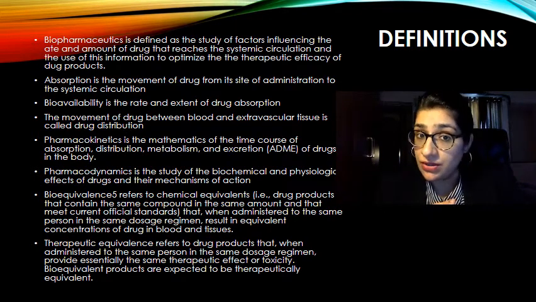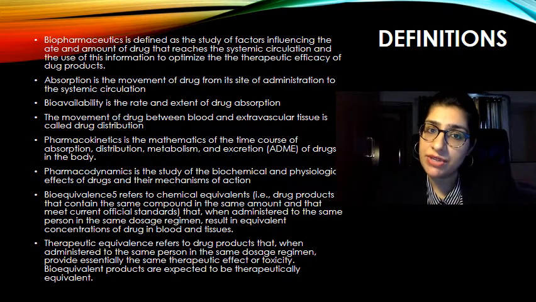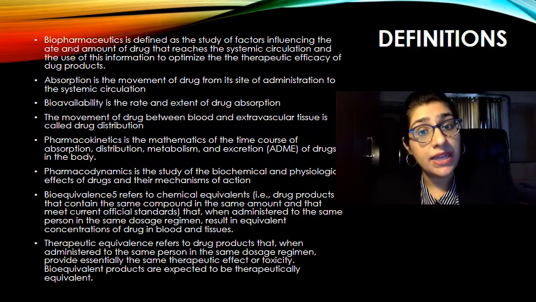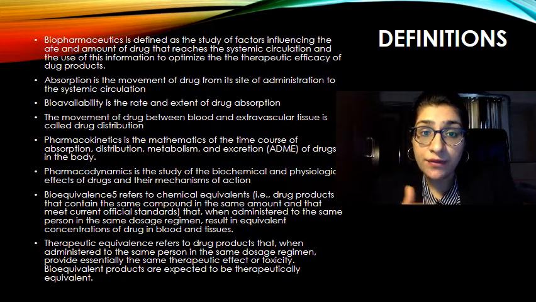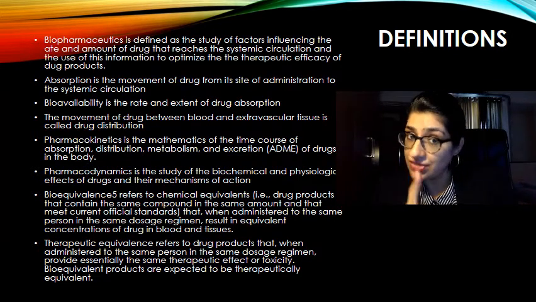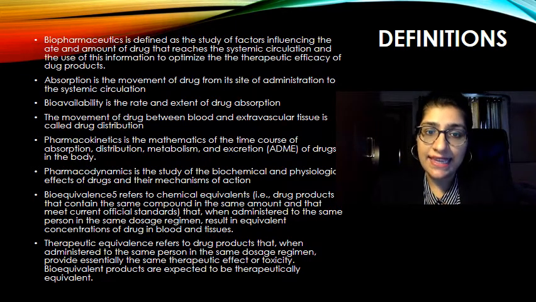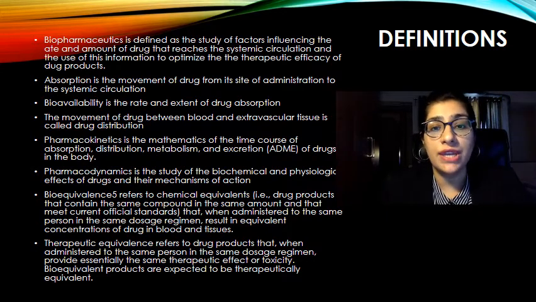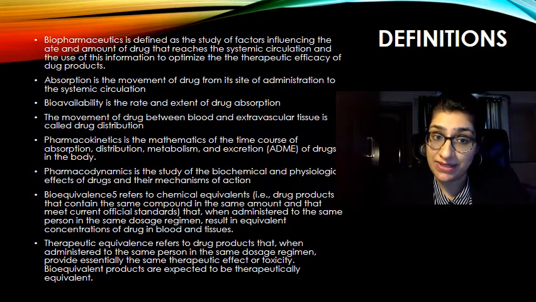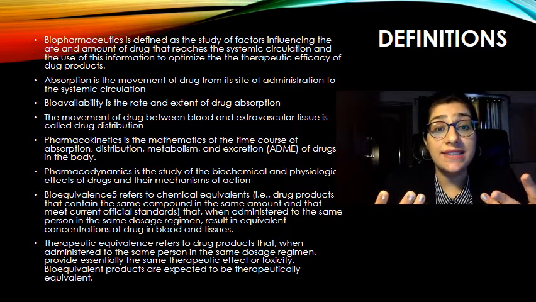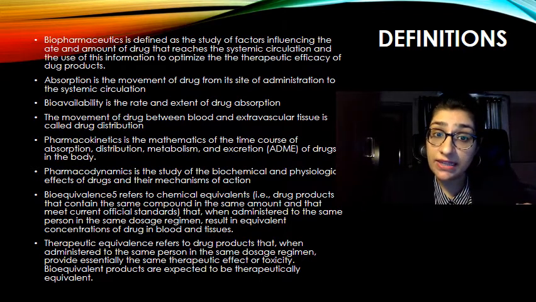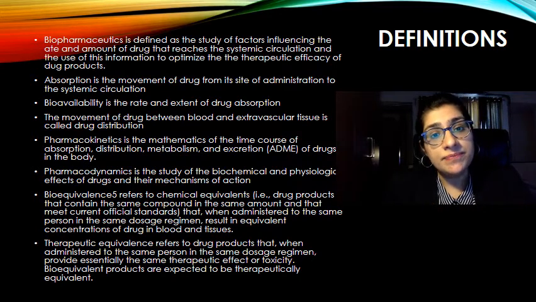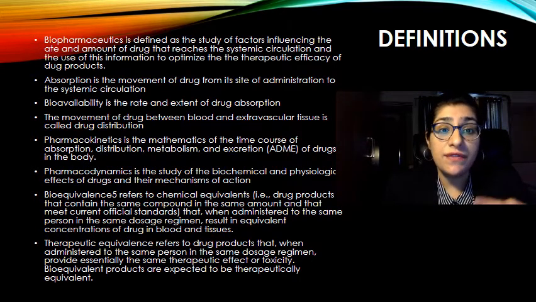If we talk about absorption, absorption is the movement of drug from its site of administration to systemic circulation. Bioavailability: rate and extent of drug absorption. The movement of drug between blood and extravascular tissues is drug distribution. Pharmacokinetics is the mathematics of the time course of absorption, distribution, metabolism and excretion of drugs in the body. Then pharmacodynamics. Pharmacodynamics is what the drug does to the body and pharmacokinetics is what the body does to the drug. So we can also define pharmacodynamics as a study of the biochemical and physiological effects of drugs and their mechanism of action.